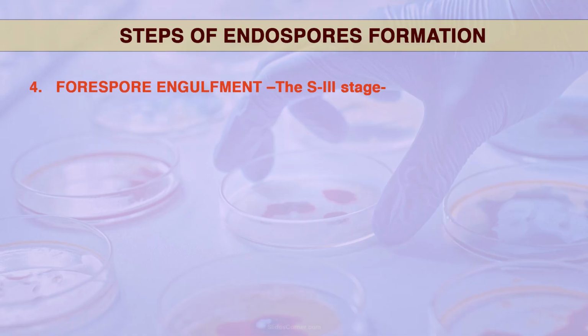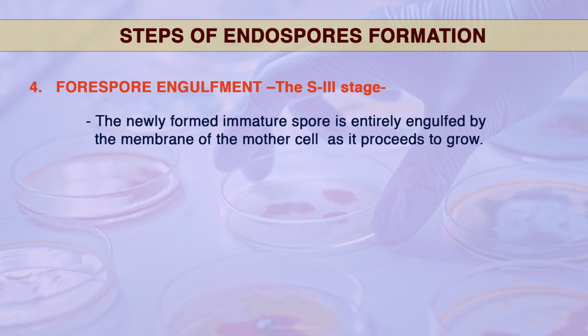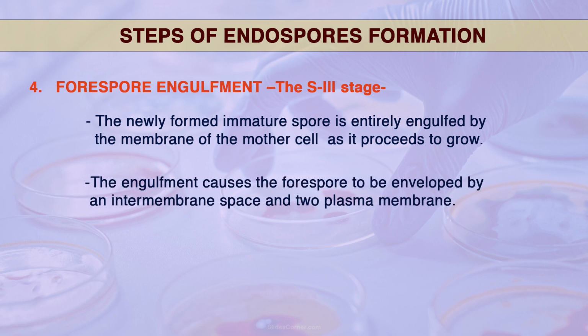In stage 3, spore engulfment occurs. Here the newly formed immature spore is entirely engulfed by the membrane of the mother cell as it proceeds to grow. The engulfment causes the spore to be enveloped by an intermembrane space and to plasma.